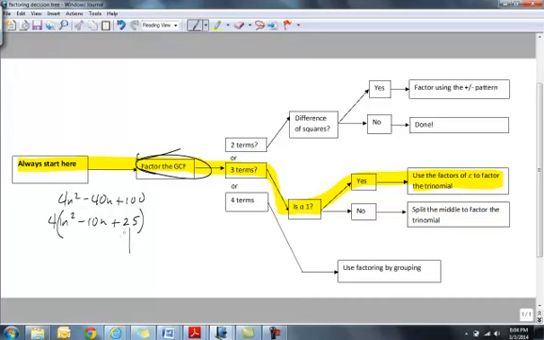Well, gosh, 25 doesn't have very many factors. I mean, there's 25 times 1. That's 26. It's not even close. There's 5 times 5. That's 10. So that doesn't work, but negative 5 times negative 5 will. So our final factoring would be 4 parentheses n minus 5, n minus 5, or you could write 4 parentheses n minus 5 squared.